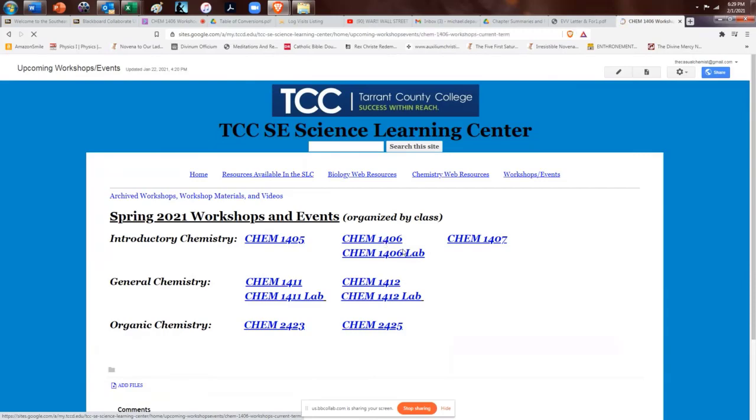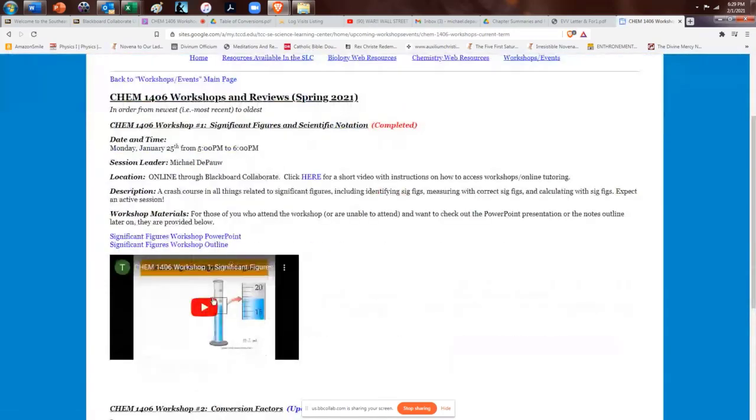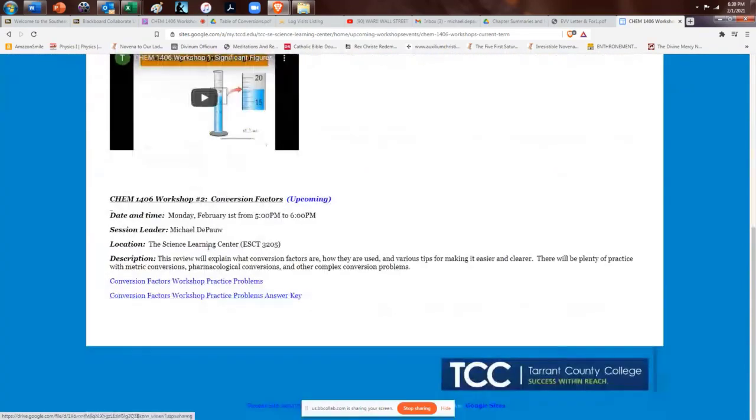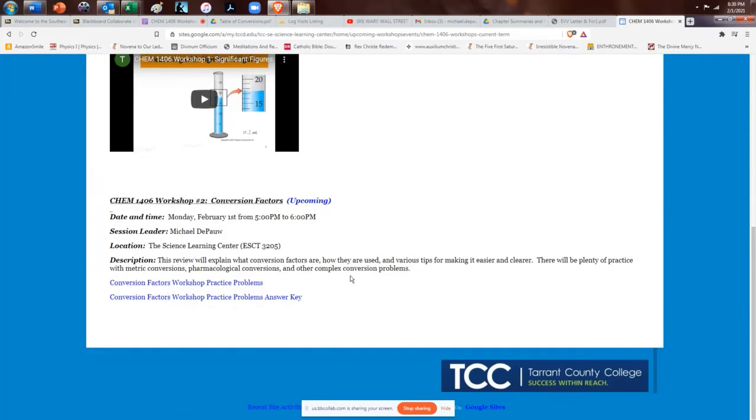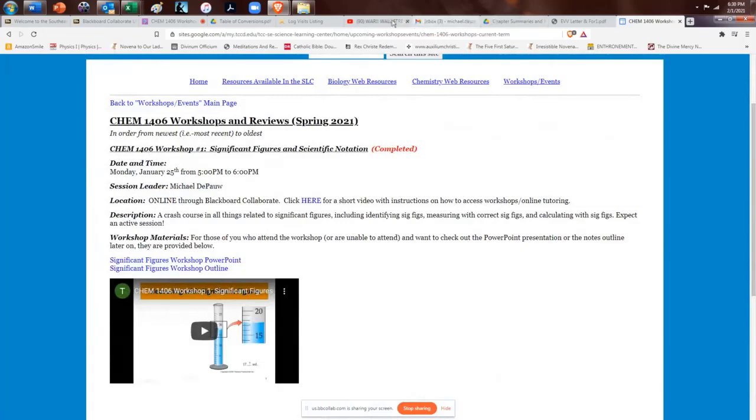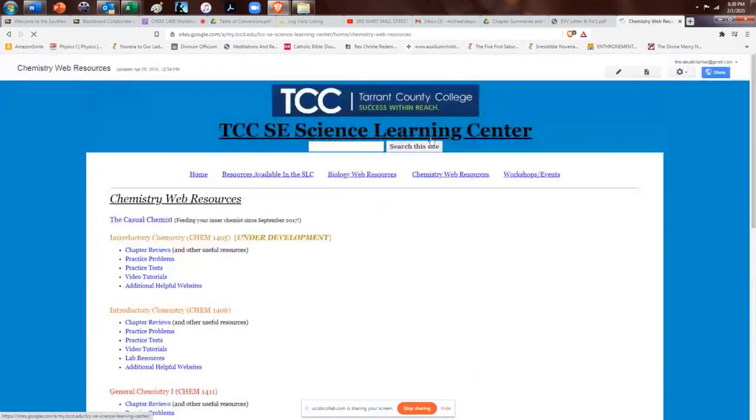If you click on Chemistry 1406, it has the video from last week's workshop along with the materials, but it also has the materials for this week's workshop, including the answer key. So all those other problems that we skipped, there's the full answer key here with all work shown. You can definitely check that out. I'll also be posting the video right here in case you want to take a look at it.